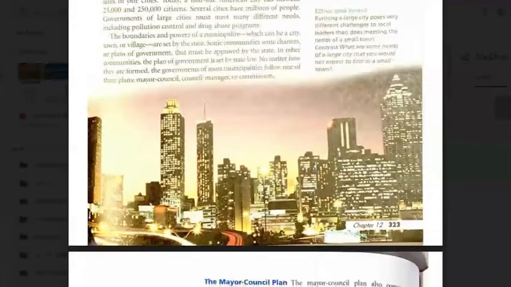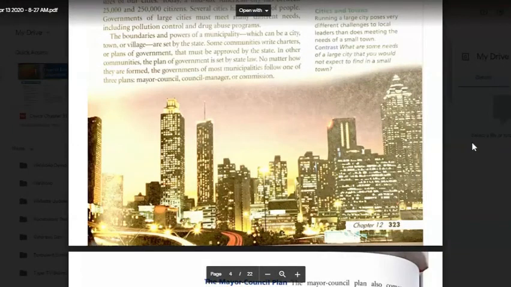The boundaries and powers of a municipality, which can be a city, town, or village, are set by the state. Some communities write charters or plans of government that must be approved by the state. In other communities, the plan of government is set by a state law. No matter how they are formed, the governments of most municipalities follow one of 3 plans: the mayor council, council manager, or commission.